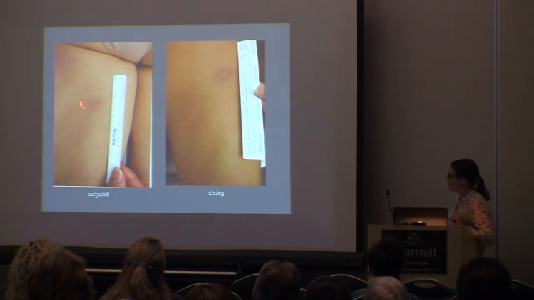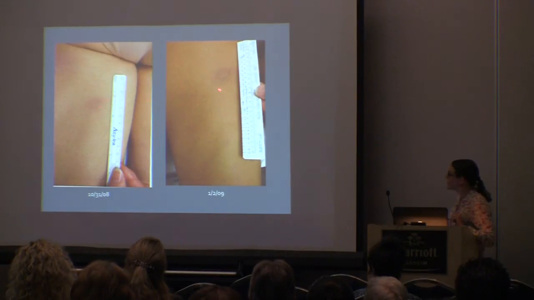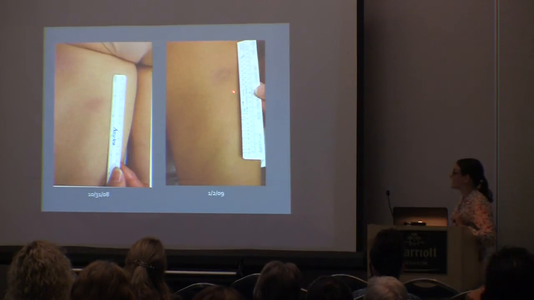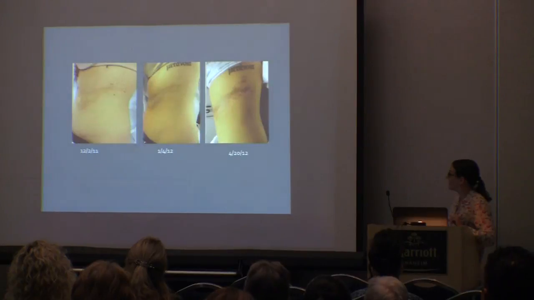This is another example of an early inflammatory lesion, which we treated, that became post-inflammatory hyperpigmentation. And generally, when you see this, it will over time fade, and there will be very little residual left here.